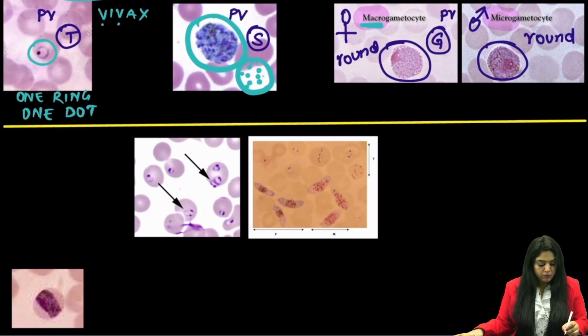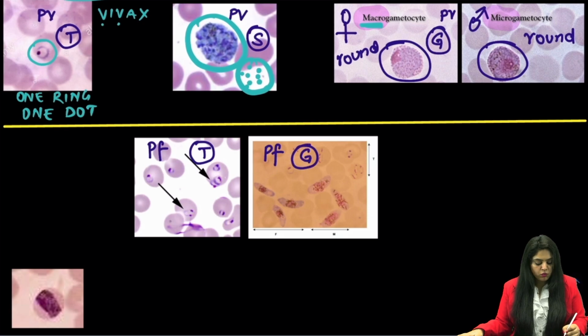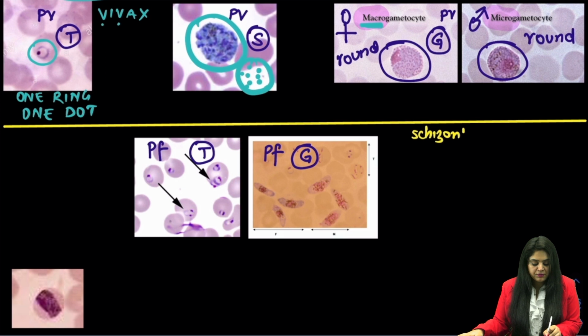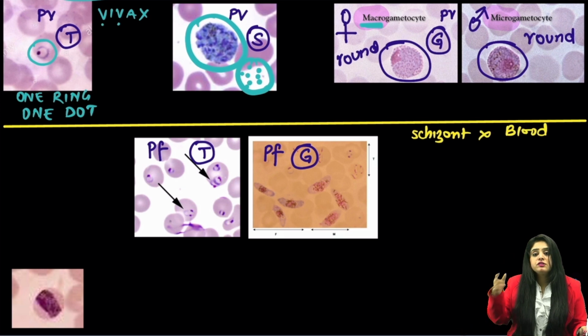But now when I come to Plasmodium falciparum, over here I have realized I am only seeing trophozoite and gametocyte. Why am I not seeing Schizont? No, Schizont is not seen in the blood. Why is it not seen in the blood? Because it's sticking somewhere else.